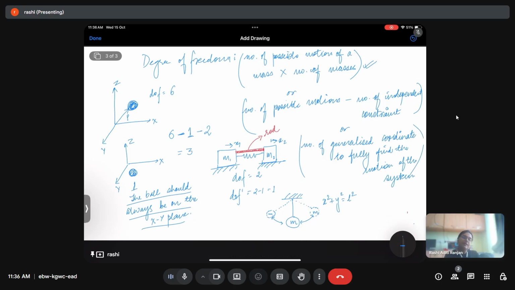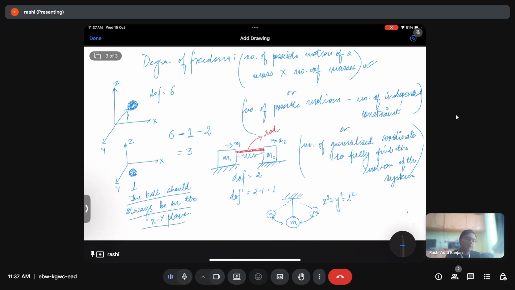Now, degrees of freedom is very important, and it is the first step towards modeling any system, right? Because then only we can understand what kind of equation we need to find out for the system. If my system is a 1 degree of freedom system, I'll need only one equation, right? If it's a 2 degree of freedom system, I'll need to find two independent equations in order to find out the overall motion of the system.